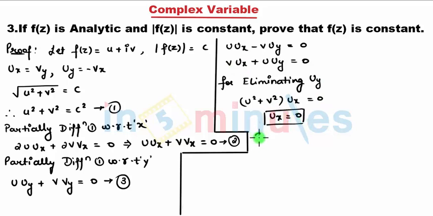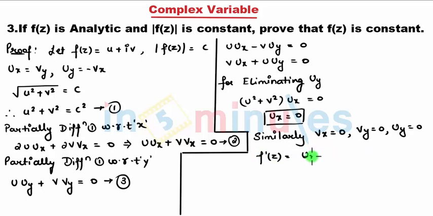Similarly, as ux is 0, I can say my vx will be 0, my vy will be 0, and uy will be 0. As all these four terms are 0, that means f dash of z, which is ux plus i vx, came to be 0. So if f dash of z is 0, we can easily say that therefore f(z) is constant. Hence we proved that.